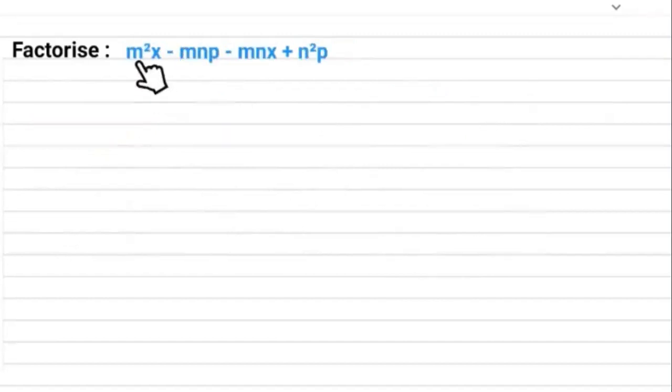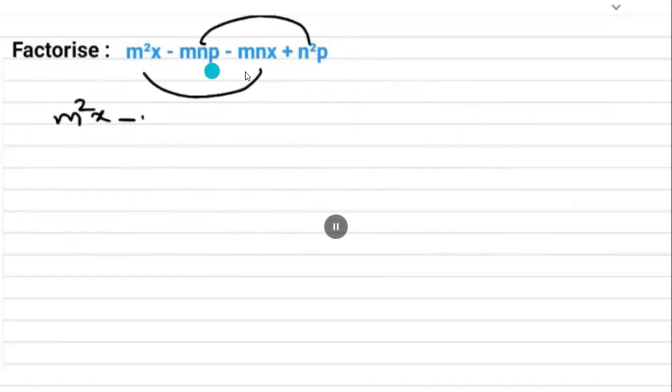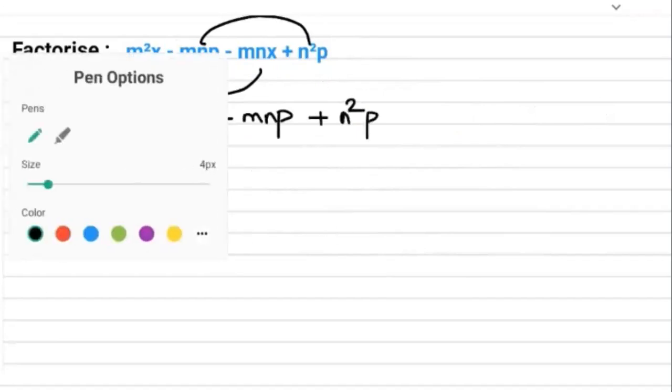Now the next example, m²x − mnp − mnx + n²p. So grouping. Here we have the x term as common, so we are grouping this. And here in this we have the p term as common, so we are grouping that separately.